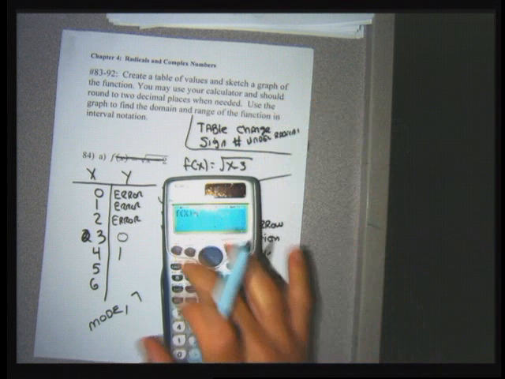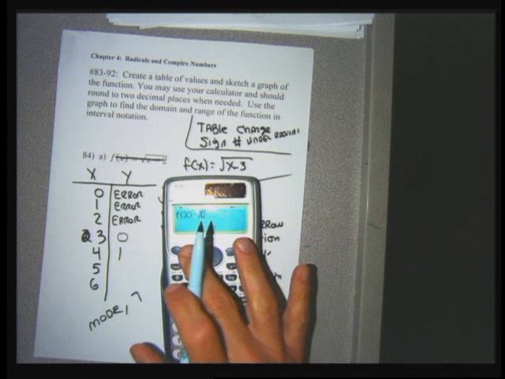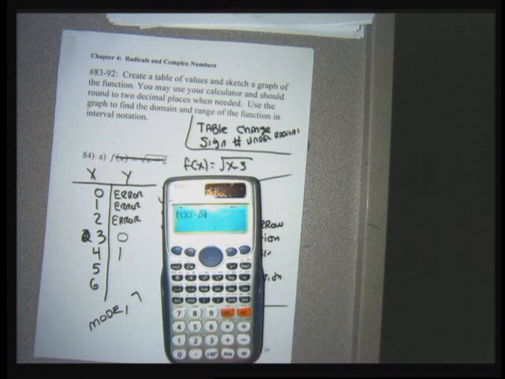I'm going to do the square root of x minus 3. So I'm going to go square root, and I have to find that x, which seems to be hidden right now. That x is right there on the right parentheses key, written in red. So I'm going to hit the alpha button and the right parentheses key to get the x.